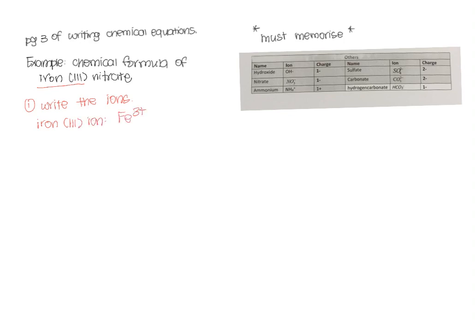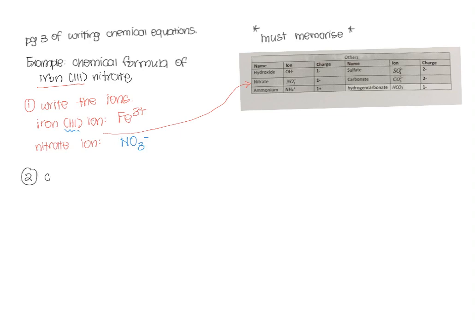I don't have to refer to the periodic table for the charges simply because I am able to tell from the bracket. How about nitrate? Nitrate ion, it is a polyatomic ion, so I will have to refer over here. That's why I say you have to memorize. You won't be able to find this in the periodic table. So what I have to do, 3 minus. What's next?